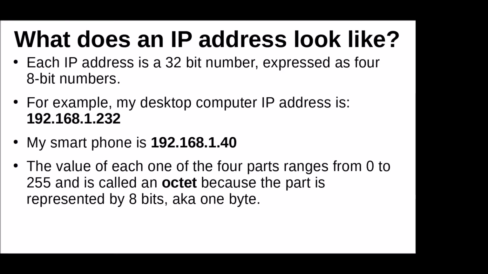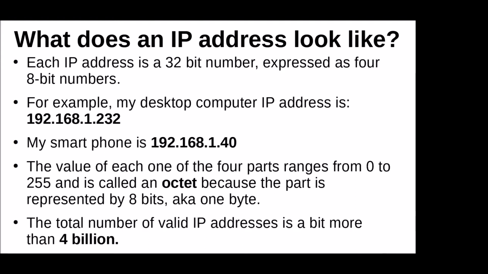The value of each one of those 4 parts, the 8-bit parts of the 32-bit number, ranges from 0 to 255 and is called an octet. It's called that because the part is represented by 8 bits, otherwise known as 1 byte.